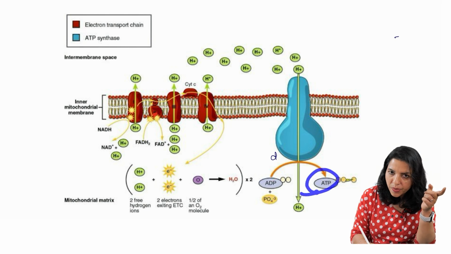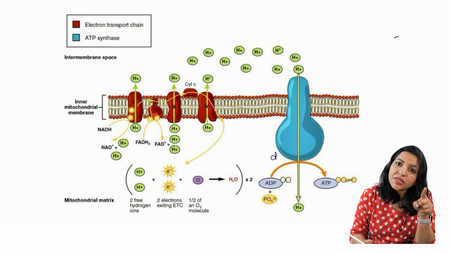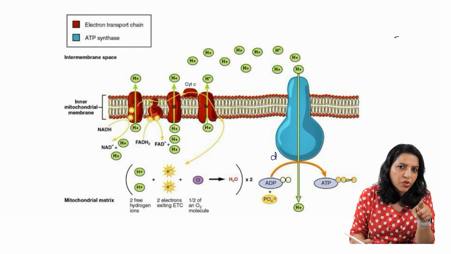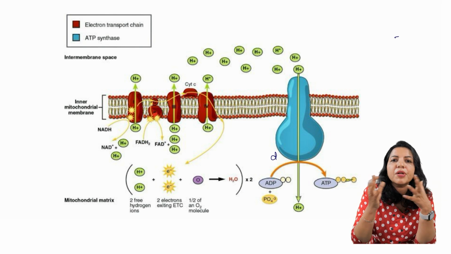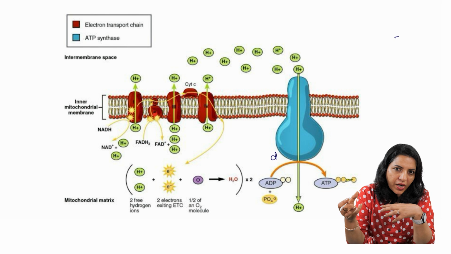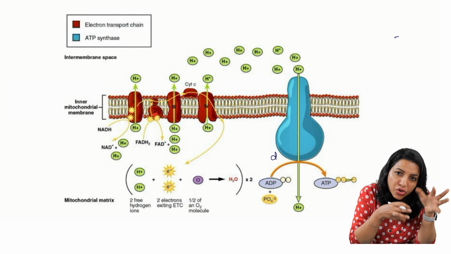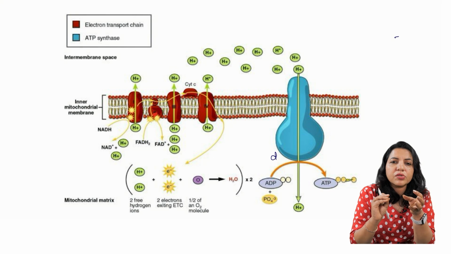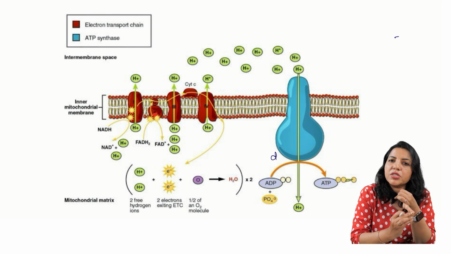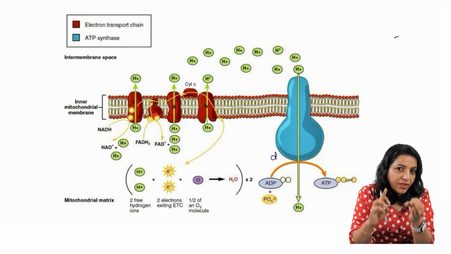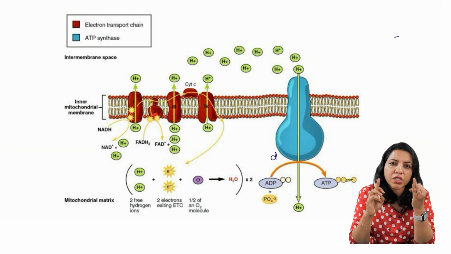ATP production stops and oxygen consumption is also stopping. Oxygen consumption will also stop because these are complementing each other. Oxidation is coupled with the phosphorylation. So, if phosphorylation is not happening, oxidation is also not happening. As a result, oxygen consumption will be stopped and ATP production is also stopped. That is the effect of an inhibitor of oxidative phosphorylation.